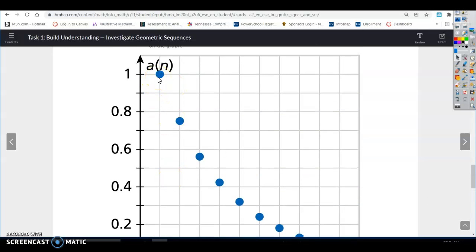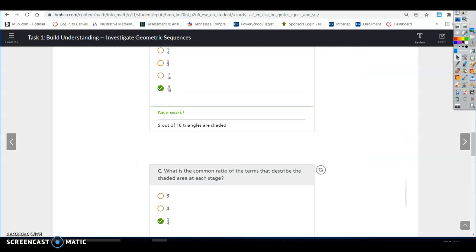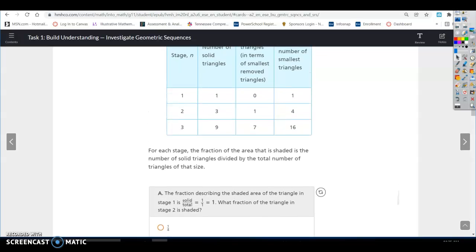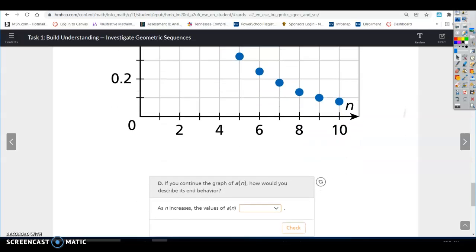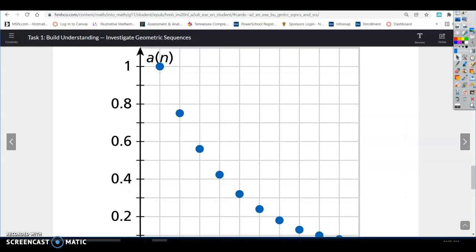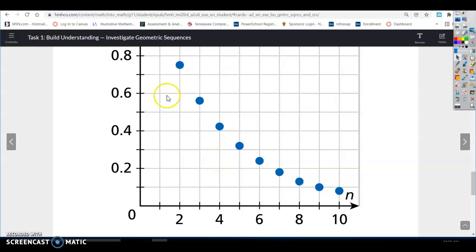That came from the table. And the second one, if you look at stage 2, it was 3/4. So 3/4 is going to be 0.75, which is going to be right in between 0.7 and 0.8. And then you can see what they did for each one of those is just graph that next point by taking 3 and multiplying it by 3/4 and on down to the 10th term.